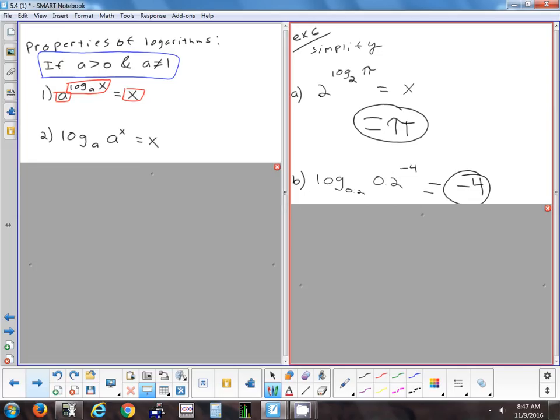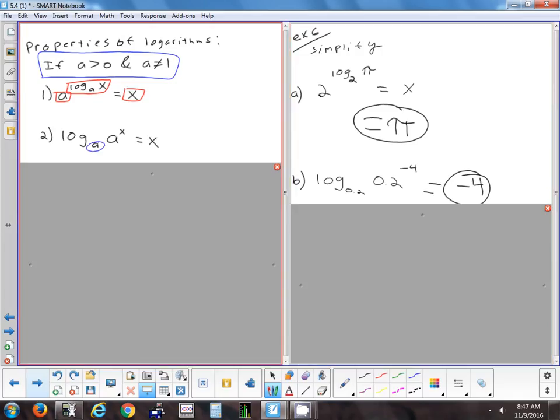Okay, let me show you. I'm not going to do this for rule 1. I could, but let me show you why rule 2 works. Okay. There's your base. There's your argument. And there's the thing that's on the other side. Okay, so let's change this from the form it's in.